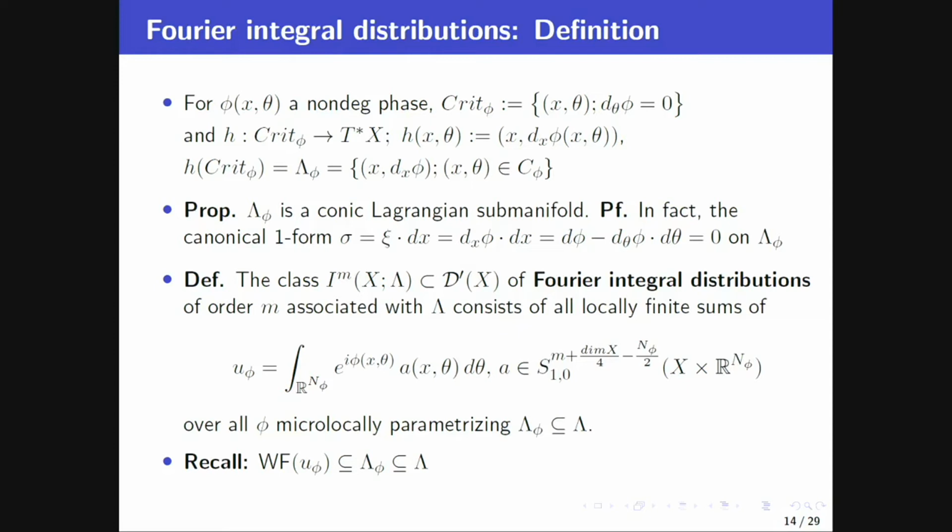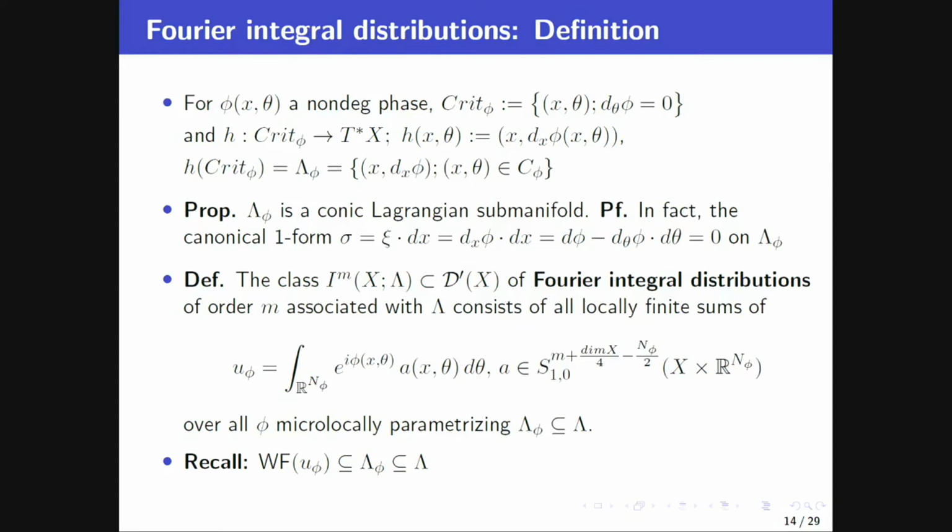So now, with this phase function, we're going to form this set of distributions I phi. So again, non-degenerate. A is a symbol of type 1, 0 here. We're going to talk about this order in a minute. Integral over R^n. And these are Fourier integral distributions. The wavefront set is in lambda phi. We said this, it's a local conic Lagrangian. And I^m of X and lambda is the set of all these locally finite sums.